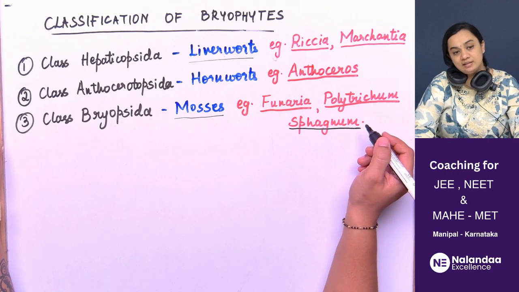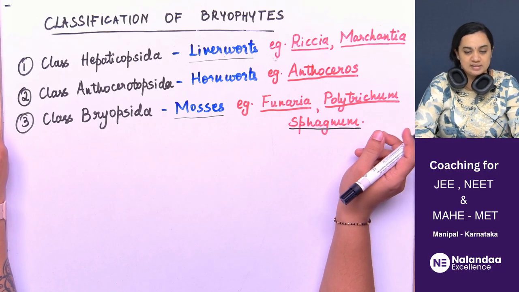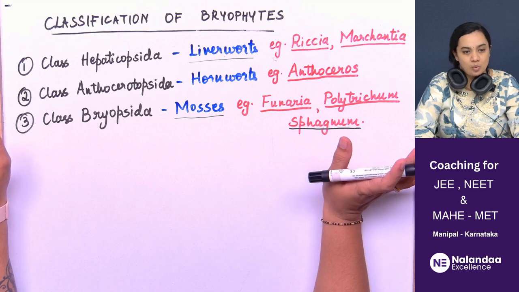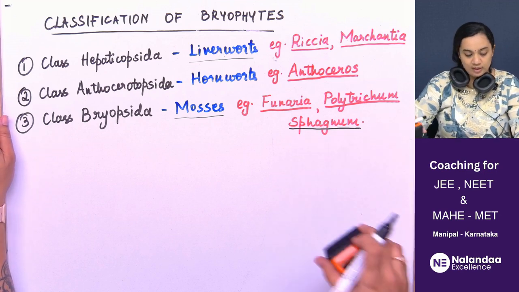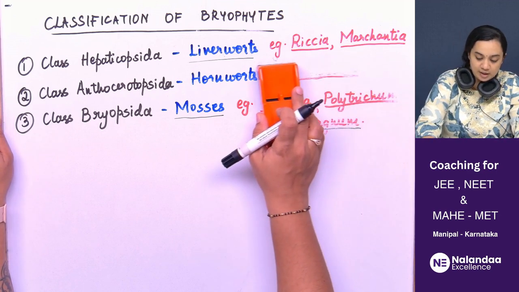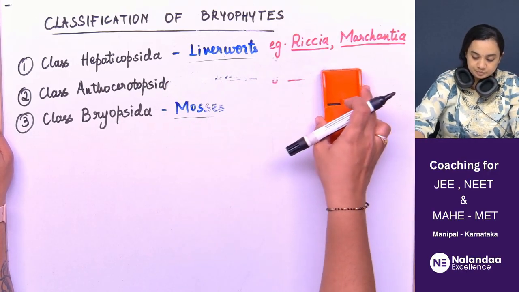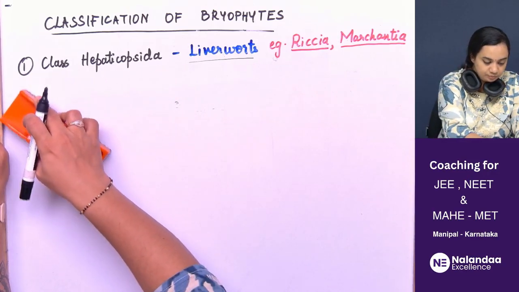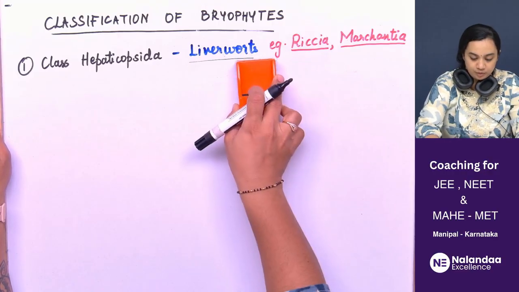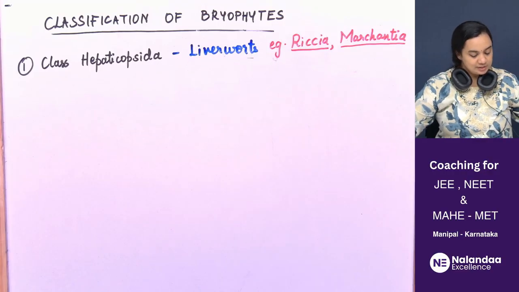So these are the three different classes of bryophytes. Now we'll talk about them one by one, starting with class Hepaticopsida. Now, liverworts.